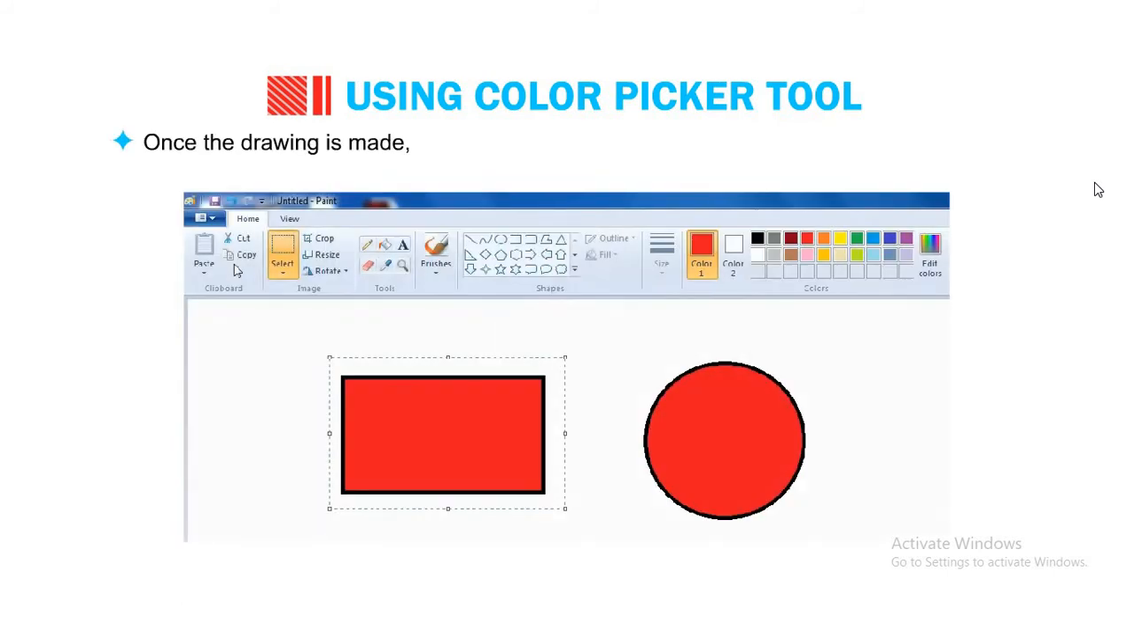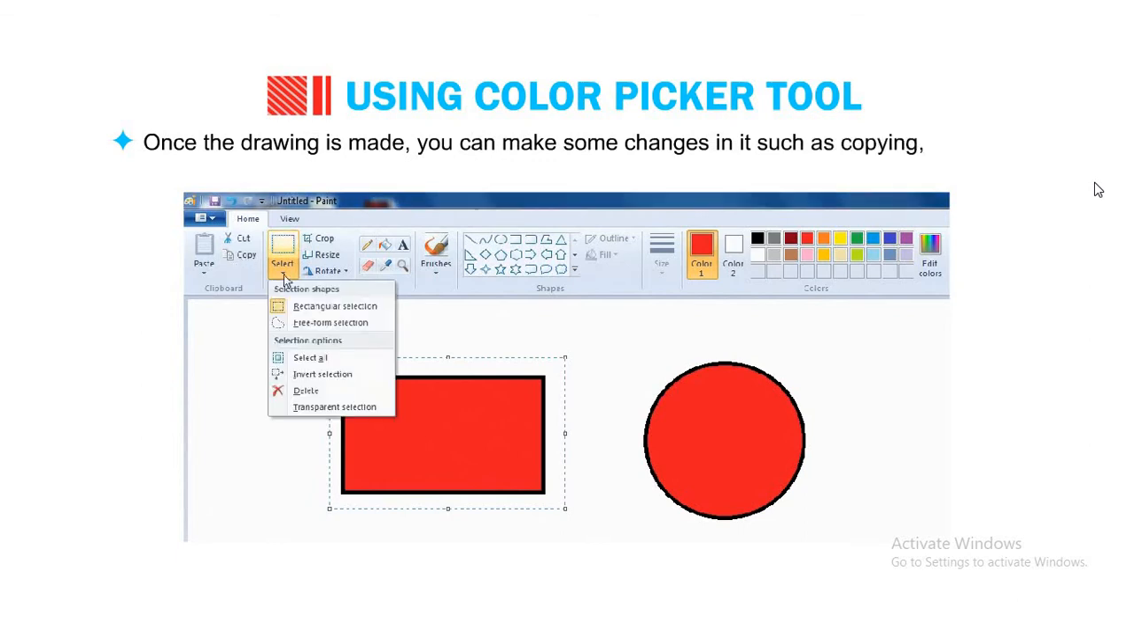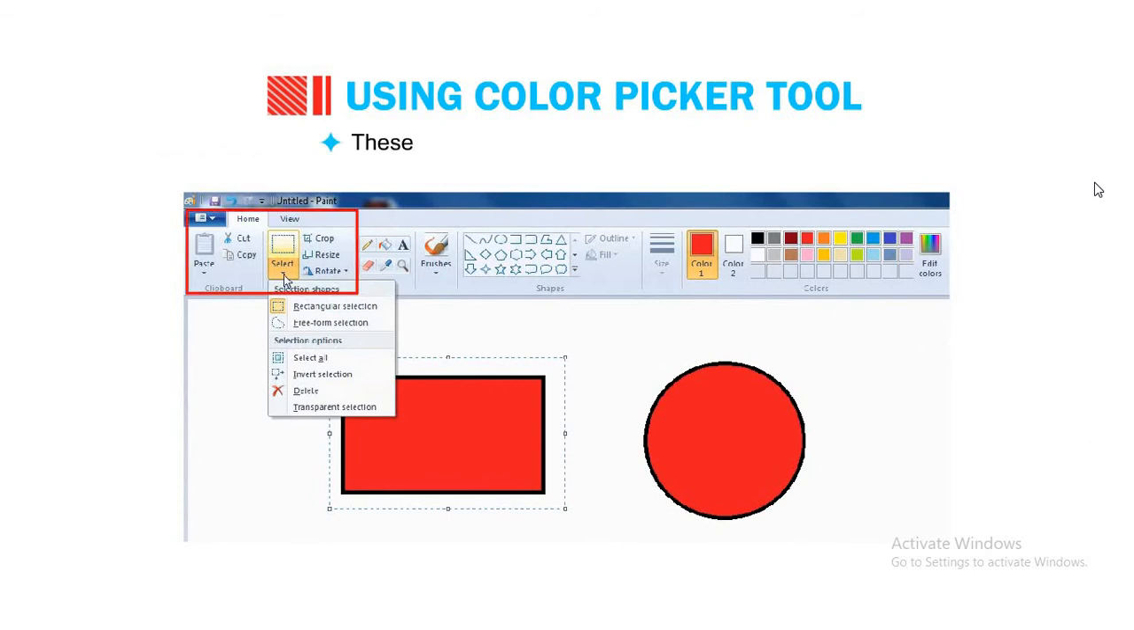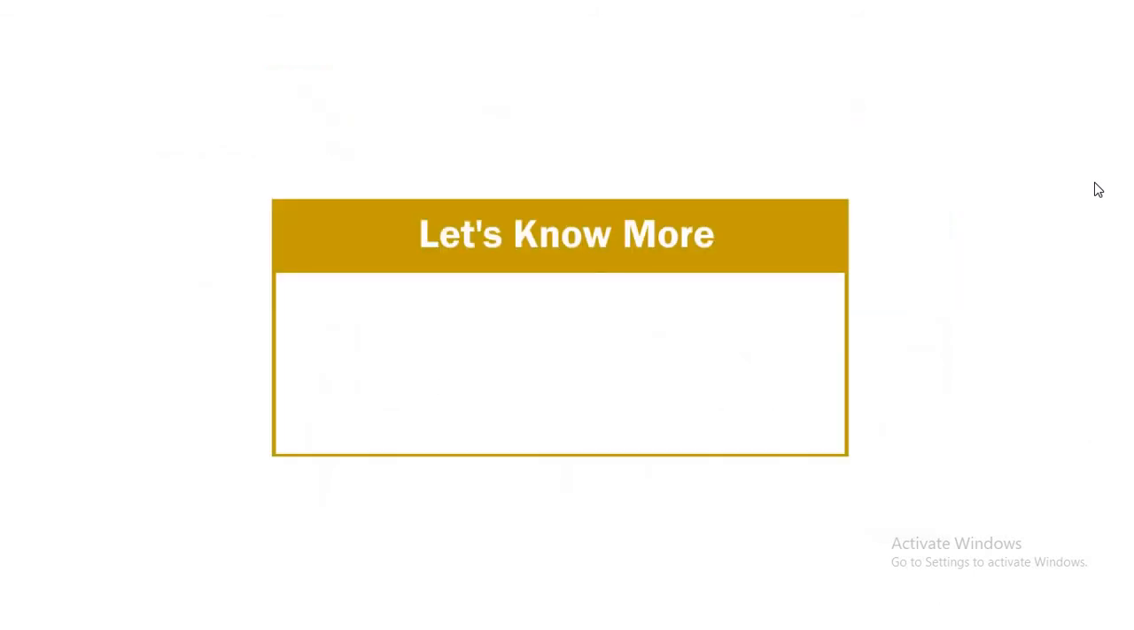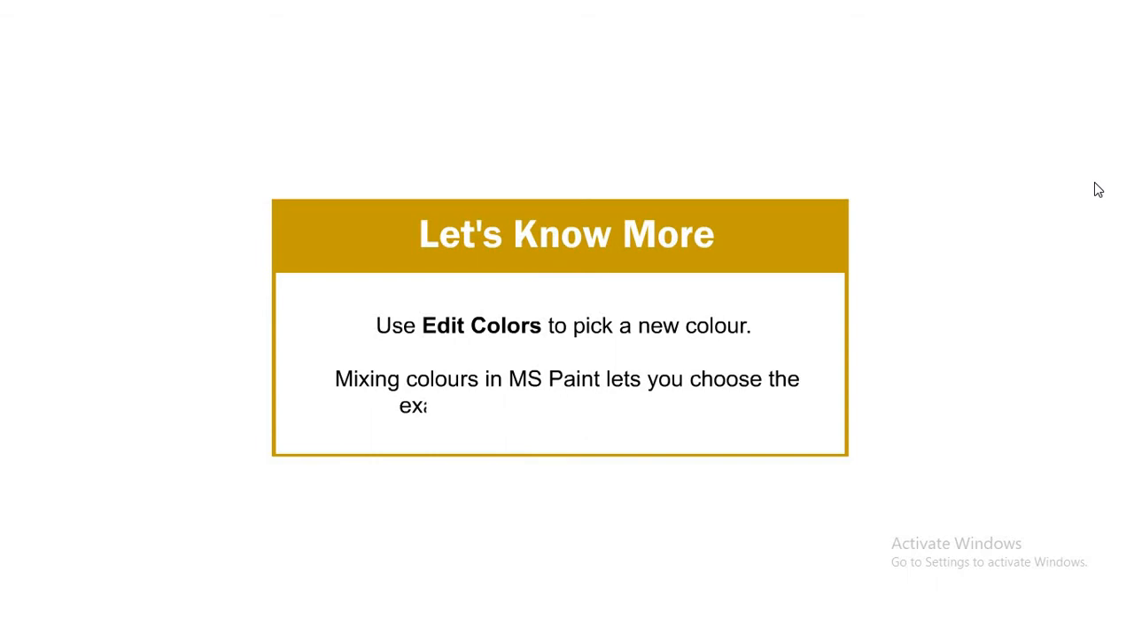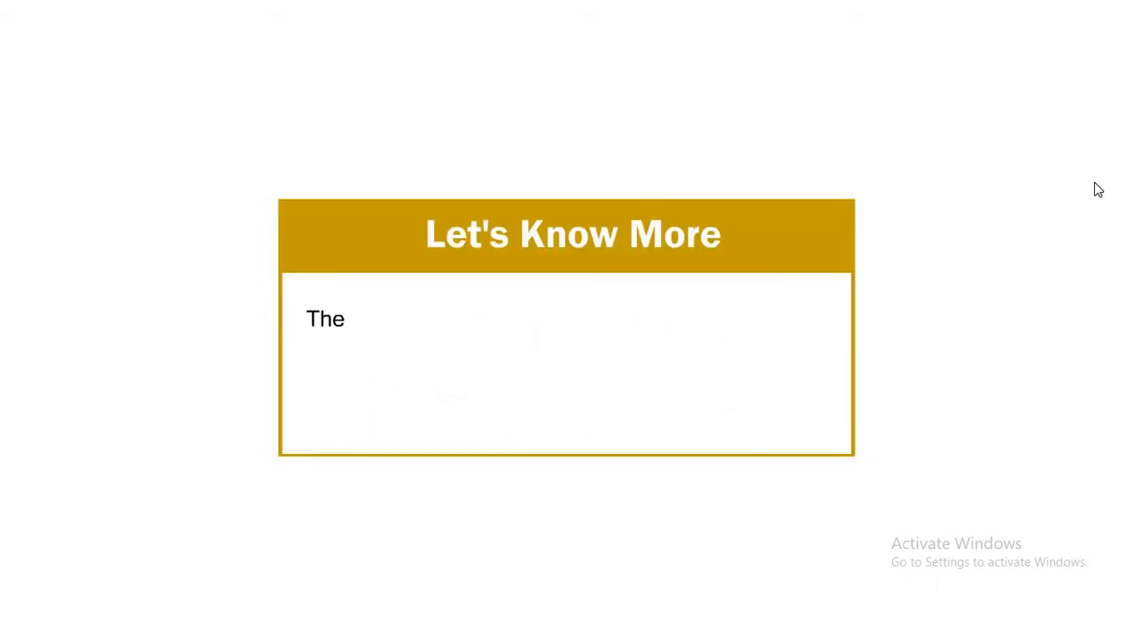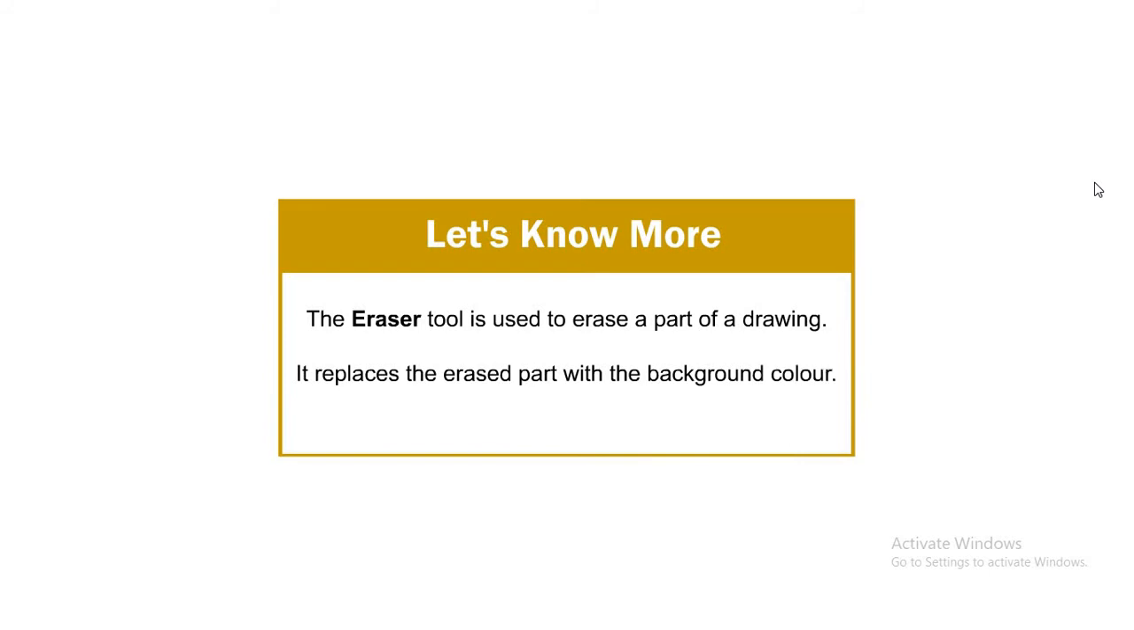Once the drawing is made, you can make some changes in it, such as copying, deleting, moving, etc. These options are available on the Home tab. Students, you can use Edit Colors to pick a new color. Mixing colors in MS Paint lets you choose the exact color that you want to use. Let me tell you that the eraser tool is used to erase a part of a drawing. It replaces the erased part with the background color.